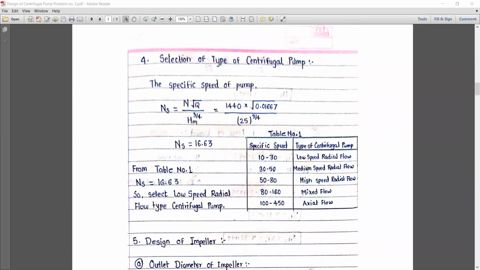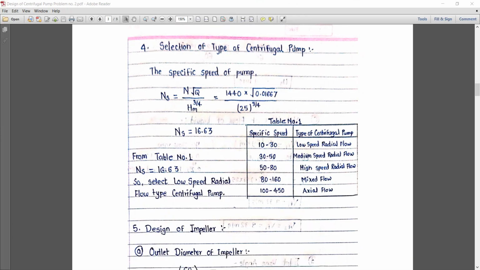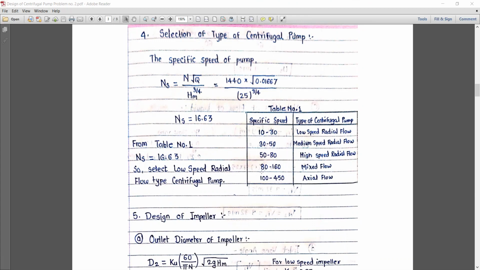Next one, selection of centrifugal pump. Now to select a proper centrifugal pump, first of all you have to select a proper type of pump. Based on the specific speed of the pump, you can select the type of pump. So Ns is equal to N into square root of Q divided by H raised to 3 by 4. Putting the value of N, the speed of the prime mover, that is the electric motor, so it is 1440, then the values of Q and Hm, what do you get? Ns is equal to 16.63.